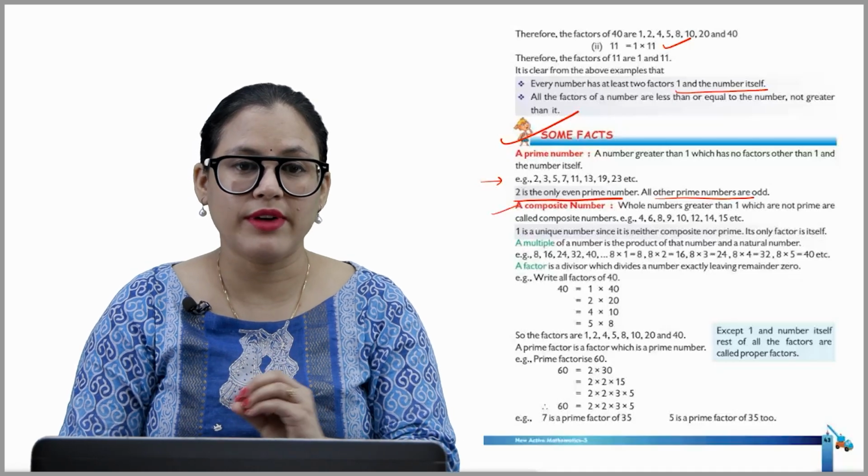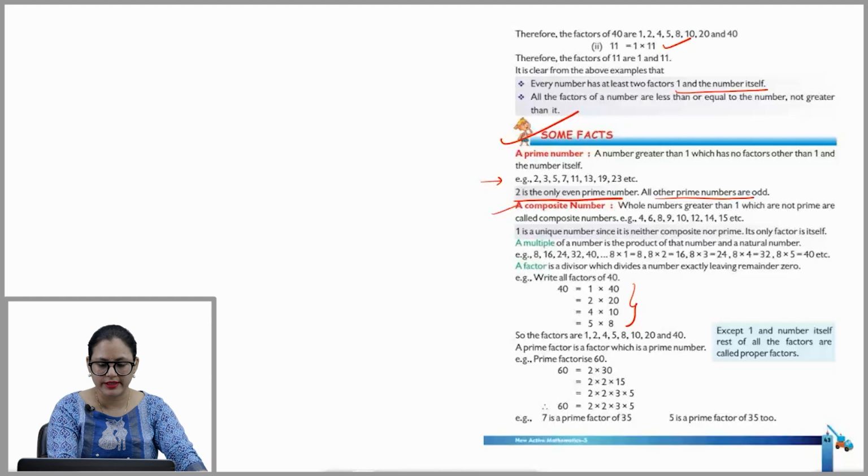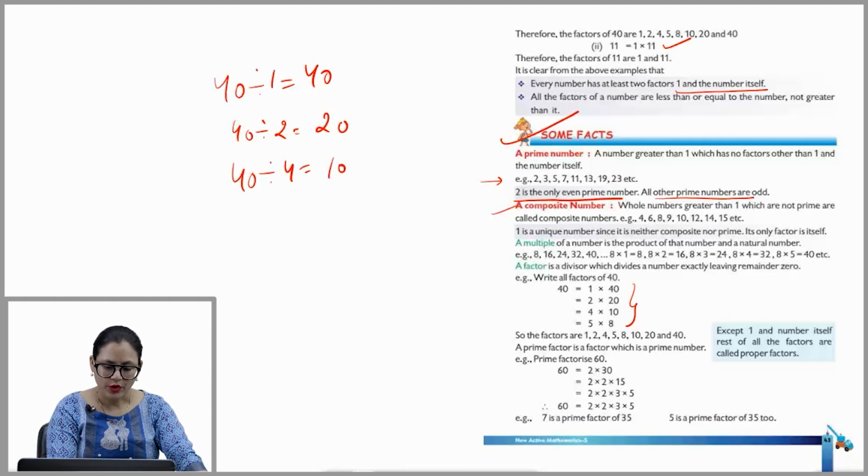Example, write all factors of 40. Here we have written all the factors of 40, or you can also divide like we studied in the previous class: 40 divided by 1 is equals to 40, 40 divided by 2 is equals to 20. 40 cannot be completely divided by 3, so we will skip this number. Instead, we will divide 40 by 4, so we will get 10. 40 divided by 5 is 8. We will skip 6 and 7 also because these two numbers cannot divide 40 completely.